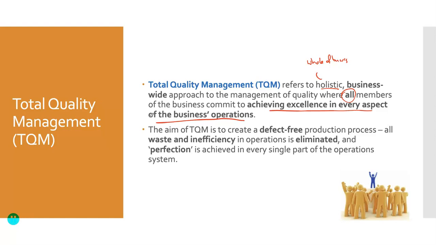operations. Total quality management is trying to create a culture of a business where they don't have just some quality issues, they have no quality issues. It is a defect-free production process. This means there is no waste and inefficiency, and all of the inefficiency is eliminated throughout their entire production line. They are striving for perfection.